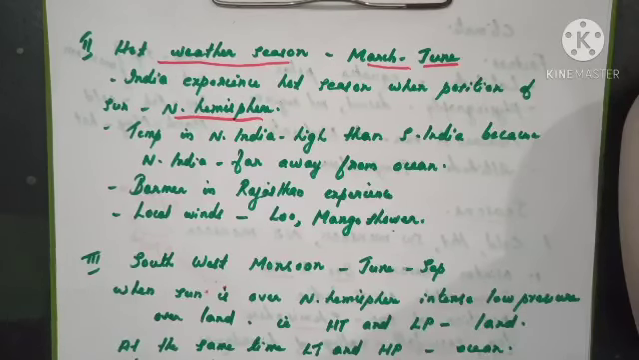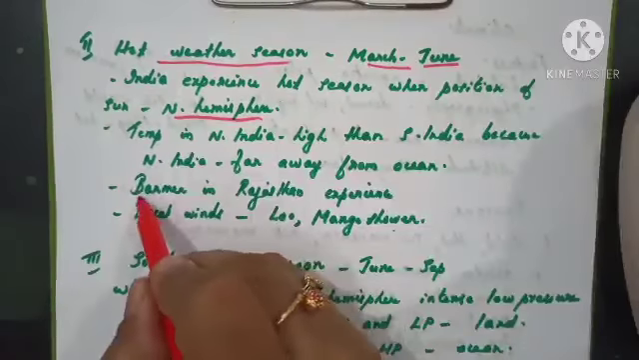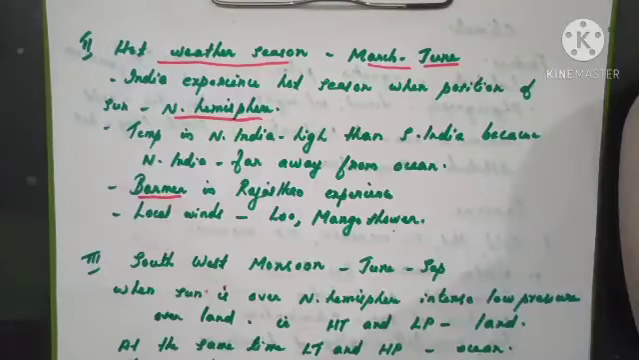What is the reason? As said earlier, places near the sea experience moderate temperature. Places far away from the sea experience high temperature during summer and severe cold during winter. Barmer in Rajasthan is the place which experiences the highest temperature, up to 48 degrees Celsius. So name the place which receives high temperature: Barmer in Rajasthan.